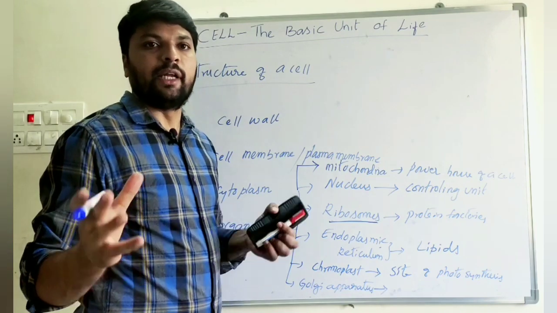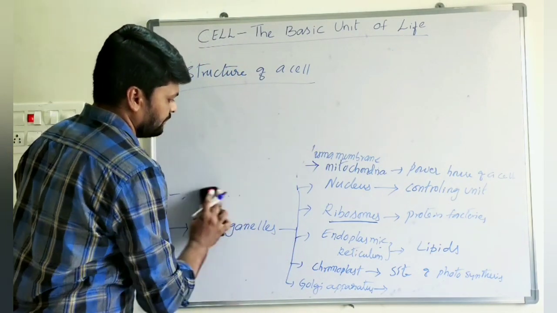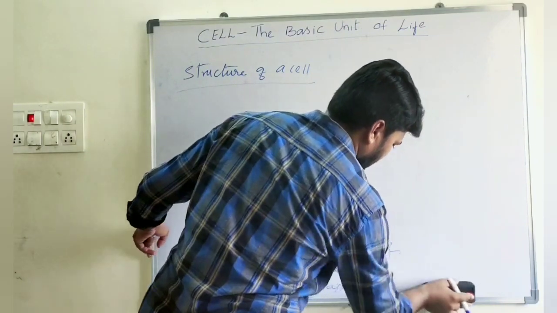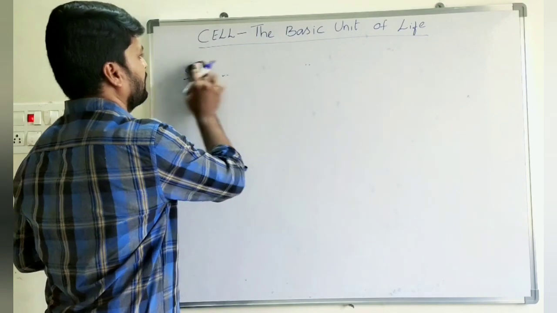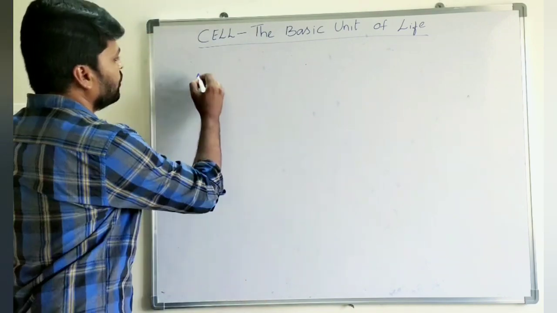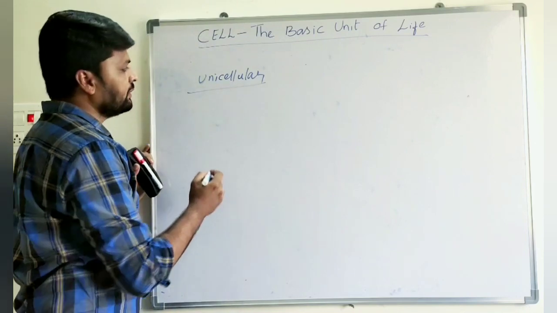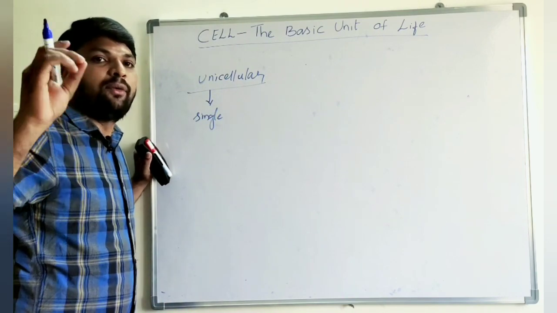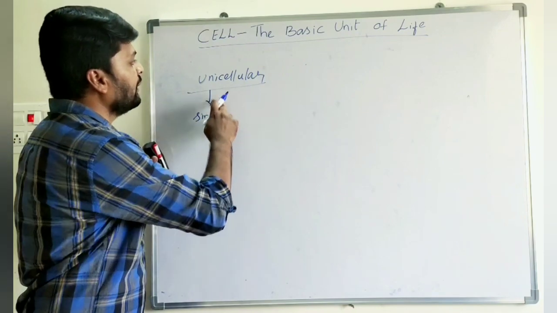Based on the number of cells in an organism, they are further classified into two types. They are called unicellular organisms and multicellular organisms. Unicellular organisms, uni indicates single, are also called single cellular organisms. That means an organism that contains only one cell. So they are called unicellular organisms.